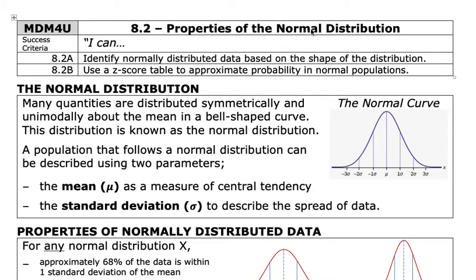2, properties of the normal distribution. The normal distribution. Many quantities are distributed symmetrically and unimodally about the mean in a bell-shaped curve. This distribution is known as the normal distribution.